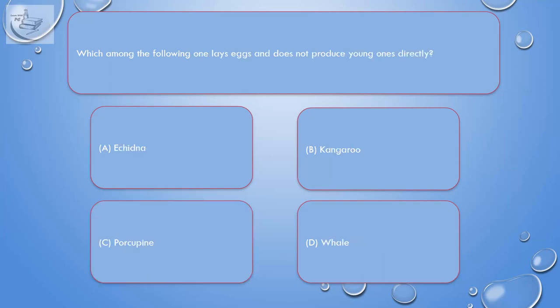Question: Which among the following lays eggs and does not produce young ones directly? A. Echidna, B. Kangaroo, C. Porcupine, D. Whale. Correct answer is A. Echidna.